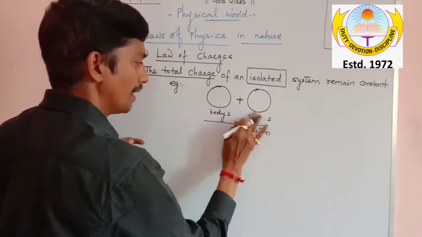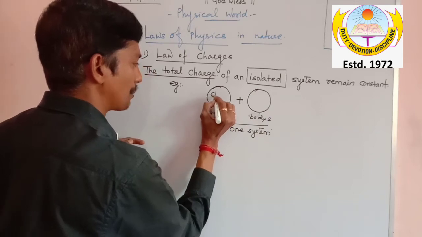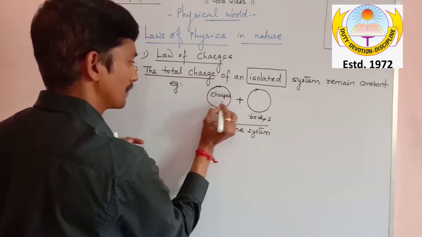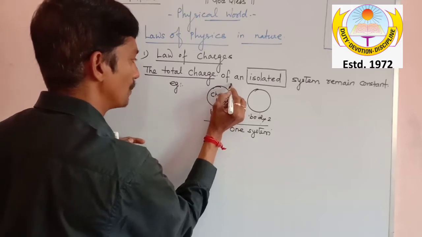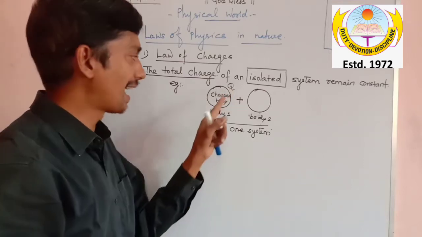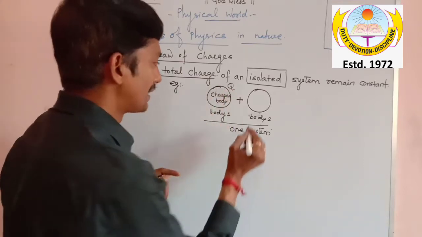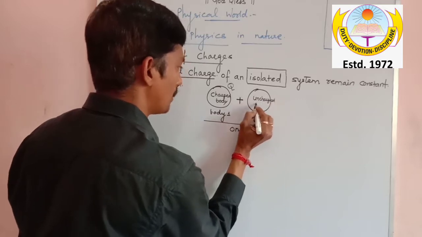Okay. Now for example, assume that this body is a charged body, and let the charge on the body be Q. Charge denoted by Q. And this is an uncharged body.